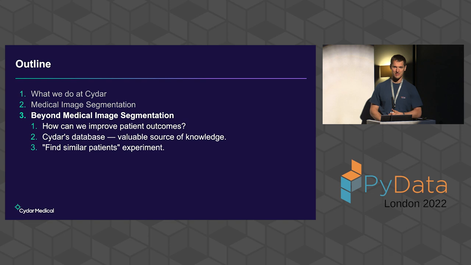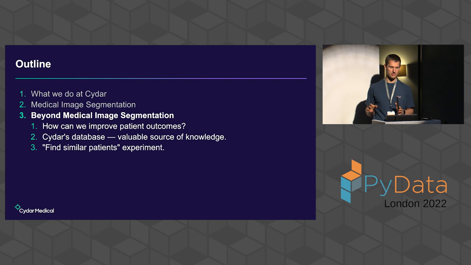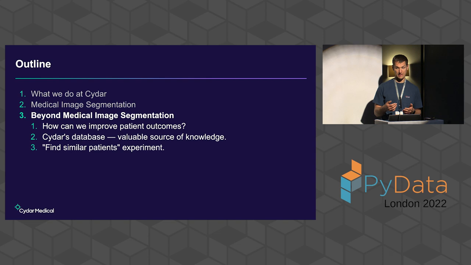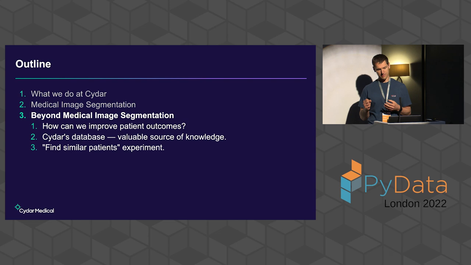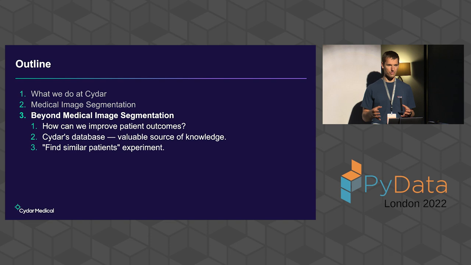Now I'm going to focus on applications beyond segmentation, but using segmentation as the base layer. I'll split my part in three subparts. First, I'll tell you a bit more about the disease that we're helping to treat and what affects patient outcomes and how we can affect them indirectly using our software. Then I'll try to convince you that we have a unique database, which probably no clinicians have access to outside of CIDR. And then I'll spend some time to describe an experiment that we did, and I call it Find Similar Patients. The basic premise is how to represent very information-rich data, like CT scans, into something interpretable and comparable.